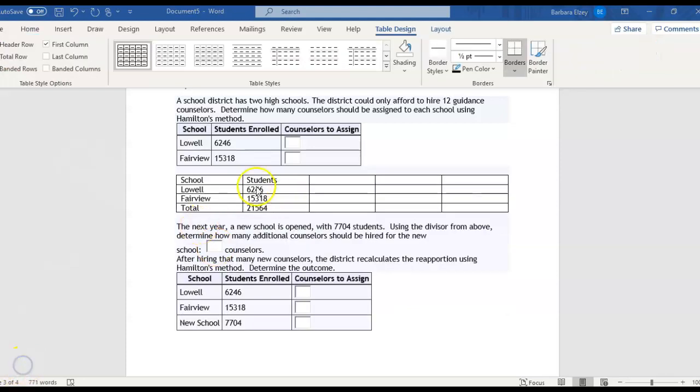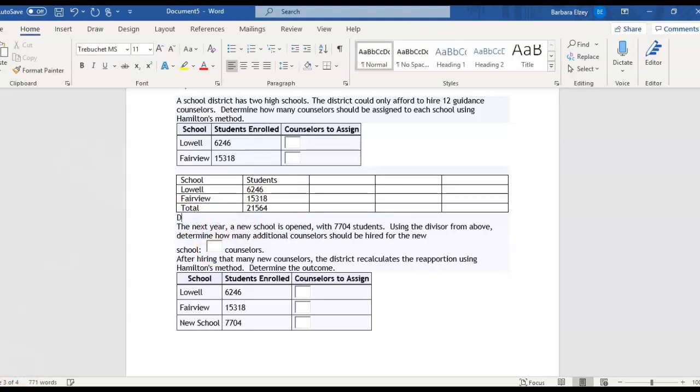Okay, so I made my table. Let's go down below it, and let's get our divisor. We're going to take our total, which I added up to be 21,564, and divide by the number of counselors, 12, that we are going to allocate. All right, let's do that division. And we get 1797 is our divisor.